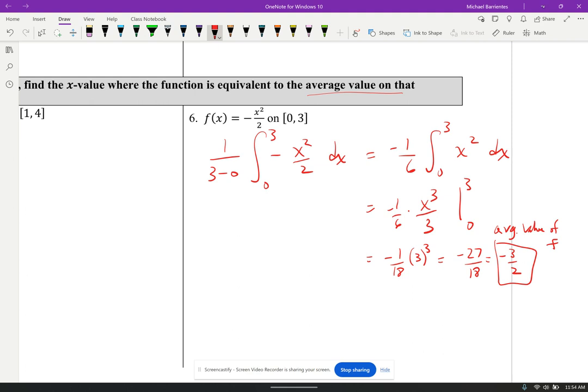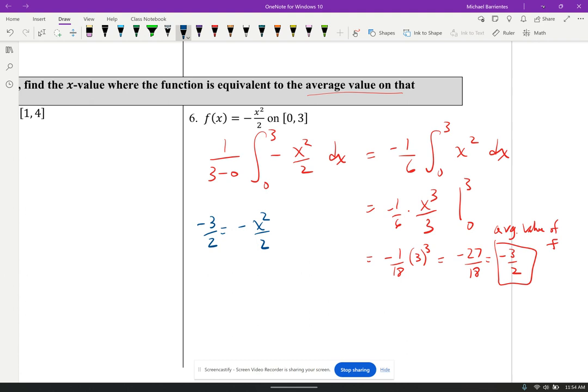And some students sometimes get confused because they look at the answer and they're saying, well, that's not in between 0 and 3. You're right, because this is the function value. This is the y value. Now, the question is asking us, what is the x value where the average value occurs? So I come back over here and I say, okay, well, now that I know this is my y value, then let's figure out the x coordinate where that occurs. So I'm going to set that equal to my function, and I'm going to solve for x.